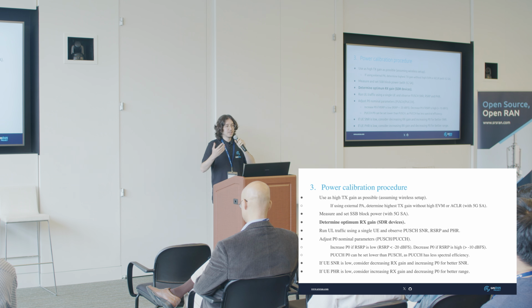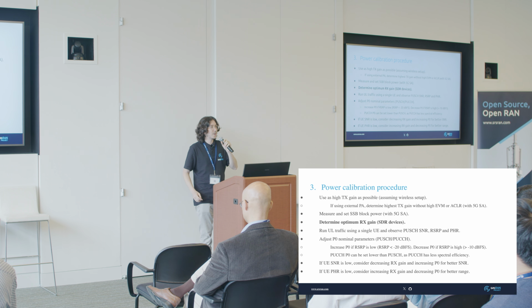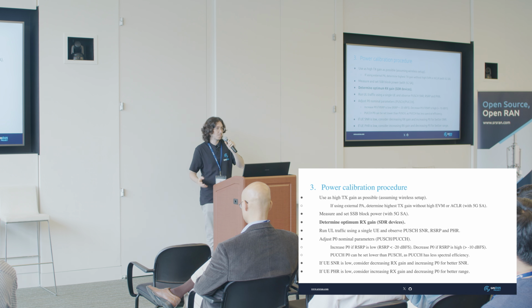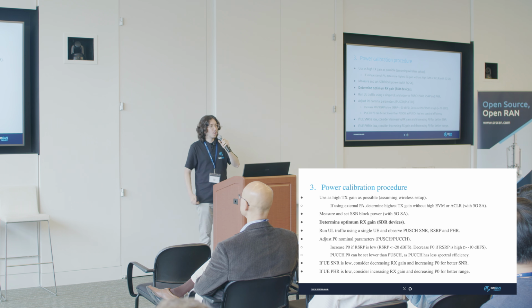And actually, doing measurements of commercial cells with analytic software, we see that this is what they do as well. So once you have adjusted the P0 nominal parameters, in order to move between, as I said, minus 10 or minus 20 dBFS for the RSRP, at this point you know that the power that is reaching the gNodeB is within a specific window where it should not be causing issues. But we can still further optimize the system.